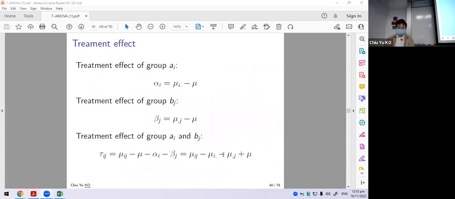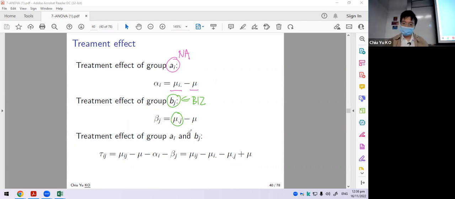Now, that's how we define the treatment effect, same as what we did before. If you look at the treatment effect of a particular group, say a college, it's just the mean of that group minus the overall grand mean. And if you want to look at the treatment effect of, say, business school, you focus on the business school mean minus the grand mean, which gives you beta. Is that okay?